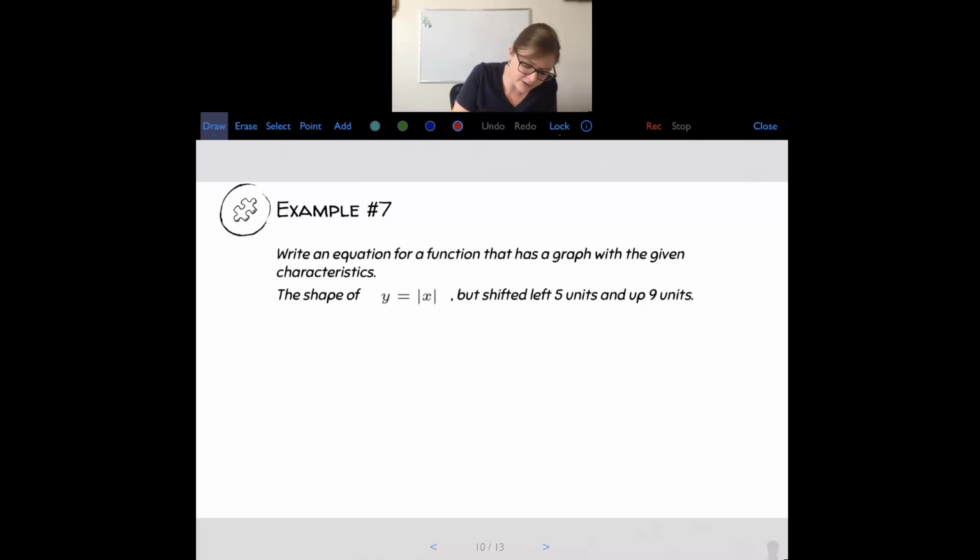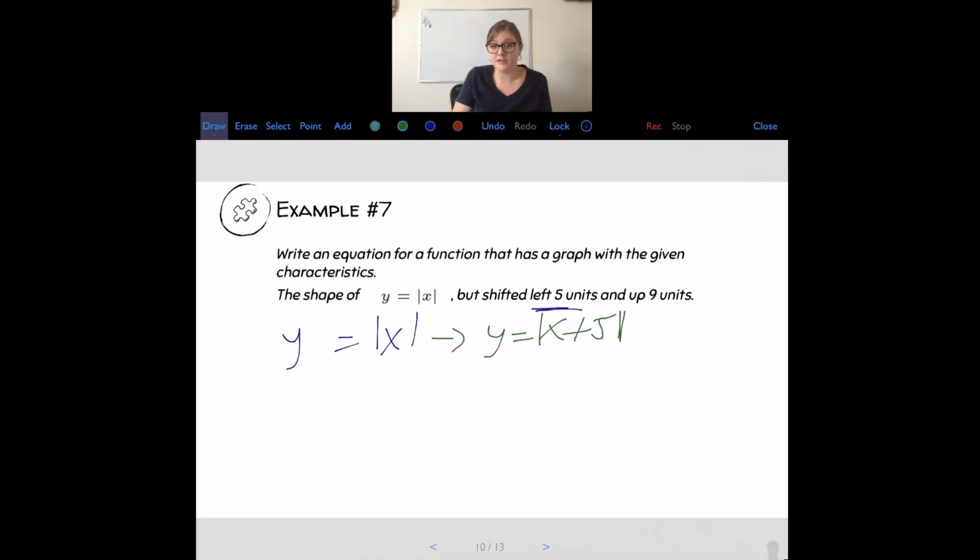Okay, so first let's start to build this. We have f of x is equal to absolute value of x. Okay, or actually, since it gave us y, we're going to work with y. First, shifted left 5 units. This means that we are going to be adding 5 to x. Okay, so this becomes y equals absolute value of x plus 5, and do a double check.